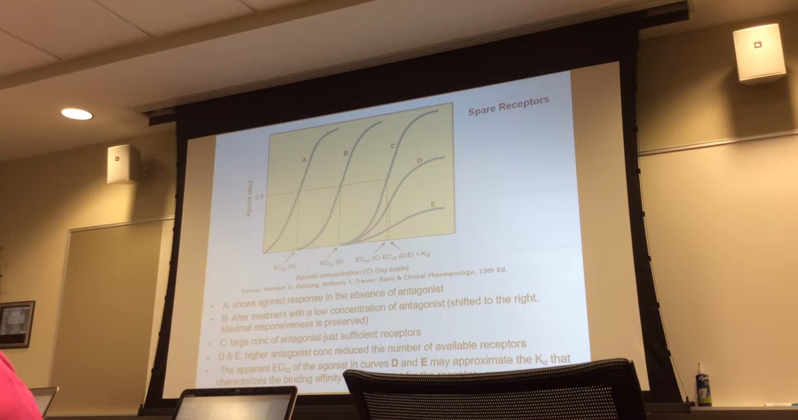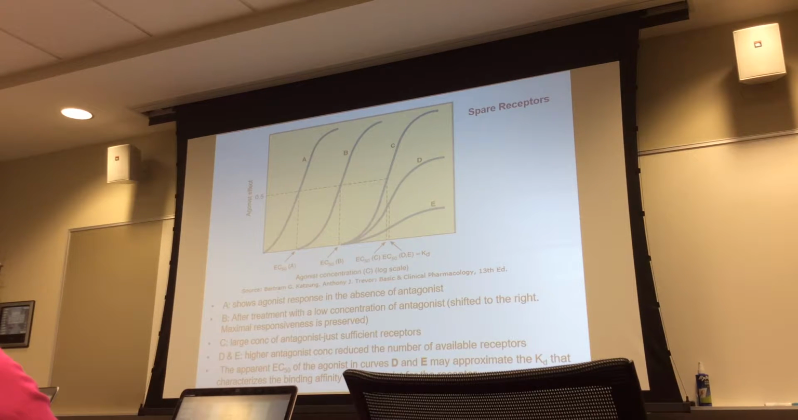Okay, so this is an example of the effect of another concept which is called spare receptors. For drug A, when you give the drug and increase the concentration, you increase the effect of this drug, or the agonist effect of this drug. So this is the agonist response in the absence of any antagonist. And this is the EC50 for that, which is the concentration of A that gets you 50% of the effect. In the second graph, which is B, after treatment with a lower concentration of antagonist.